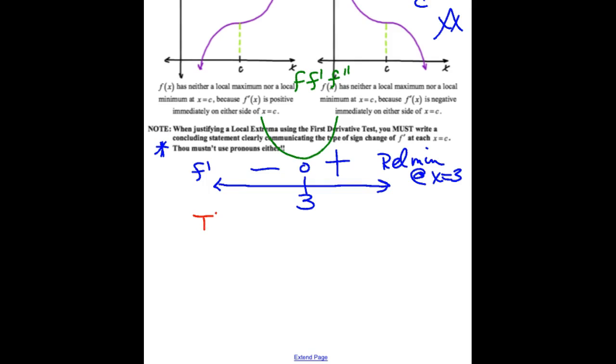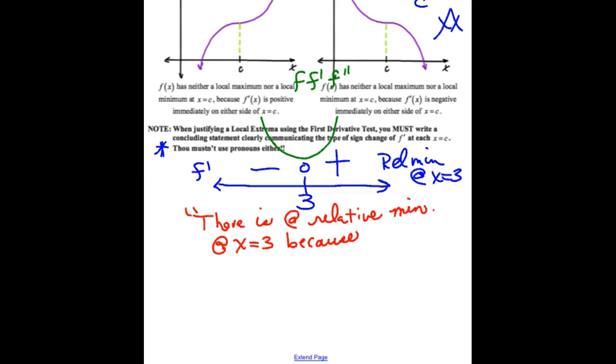They would say, there is, when it says justify, you need a sentence. A relative what? Min. You can't just say relative extrema because I want to know which. Relative minimum, I'm just going to abbreviate min. At, and you can use the at symbol, that's fine. X equals 3, and then you have to say why, and you can't point at the sign line. Sign lines and graphs are not given. They read, they don't look.